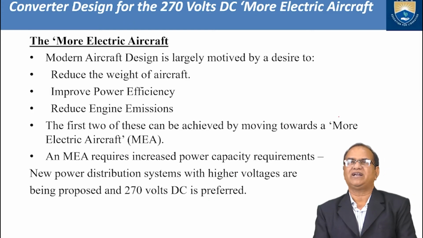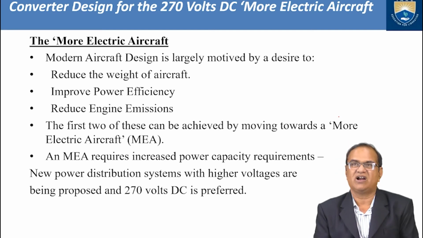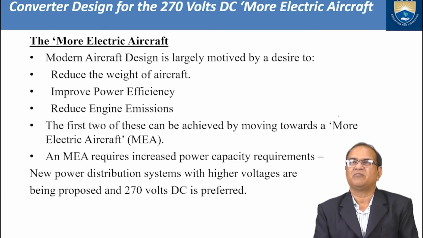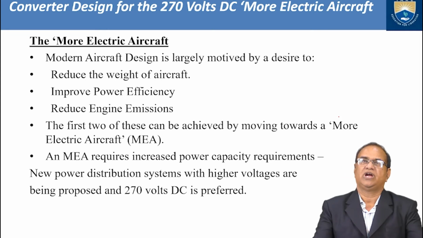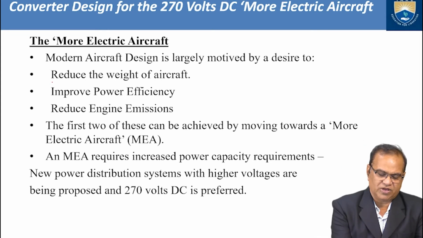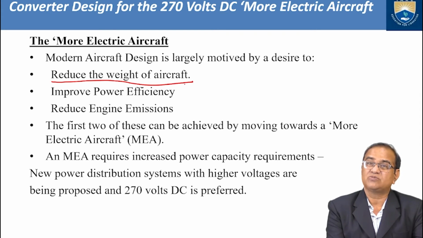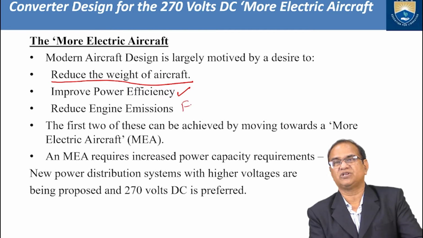So now, converter design for the 270 volt DC more electric aircraft. It is called the more electric aircraft. Modern aircraft design is largely motivated by a desire to reduce the weight of the aircraft. So why do we try to reduce the weight? Aircraft design is motivated towards reducing the weight of the aircraft, improving the power efficiency, meaning the efficiency of the power should be increased, and reducing the engine emission. Fuel consumption should be reduced.